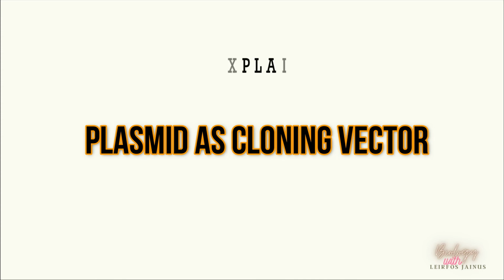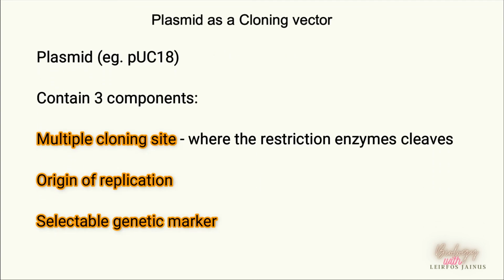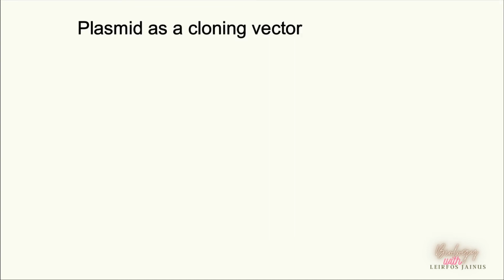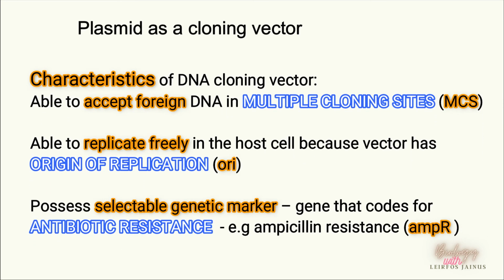Now we will discuss about plasmid as a cloning vector. Plasmid consists of three components: the multiple cloning site, origin of replication, and selectable genetic marker. Plasmid is a small circular double-stranded DNA that is capable of replicating independently within the host cell. Plasmid is an excellent choice as a cloning vector because it is able to accept foreign DNA, able to replicate freely, and possess selectable genetic marker.